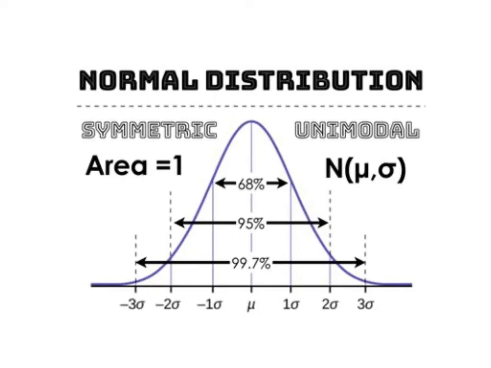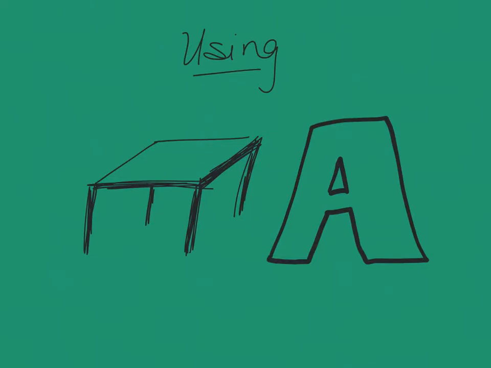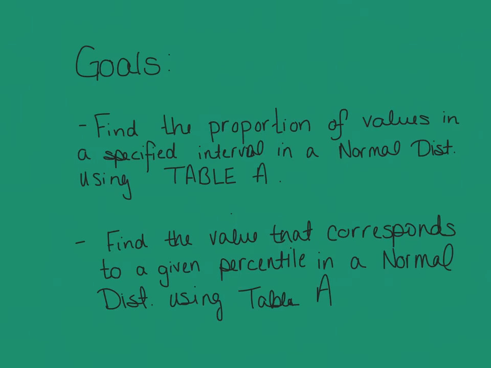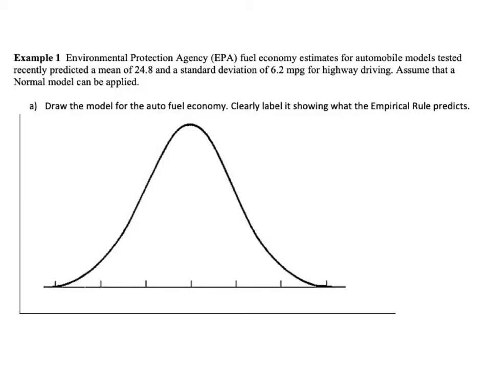In part 2 of the normal distribution, we are going to look at how to use Table A. Specifically, we're going to find the proportion of values in a specified interval in a normal distribution using Table A. And then we're also going to find the value that corresponds to a given percentile in a normal distribution using Table A.